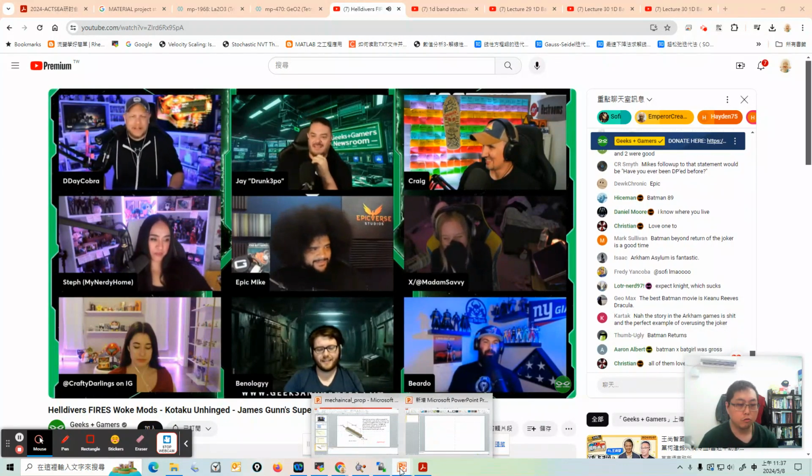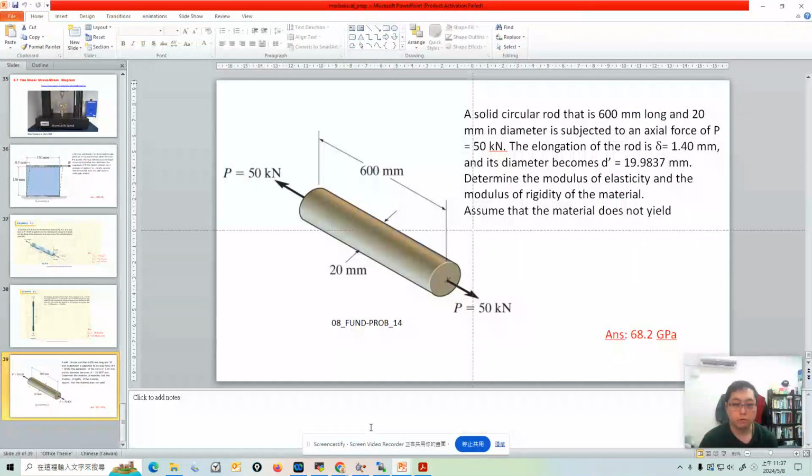This example is also referenced from the textbook. It involves some mechanical property calculation of material. Let's start with the problem description.